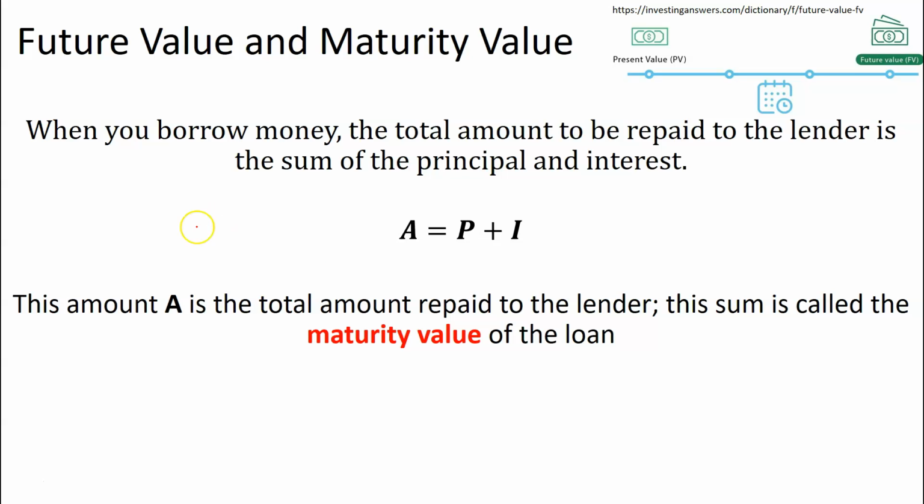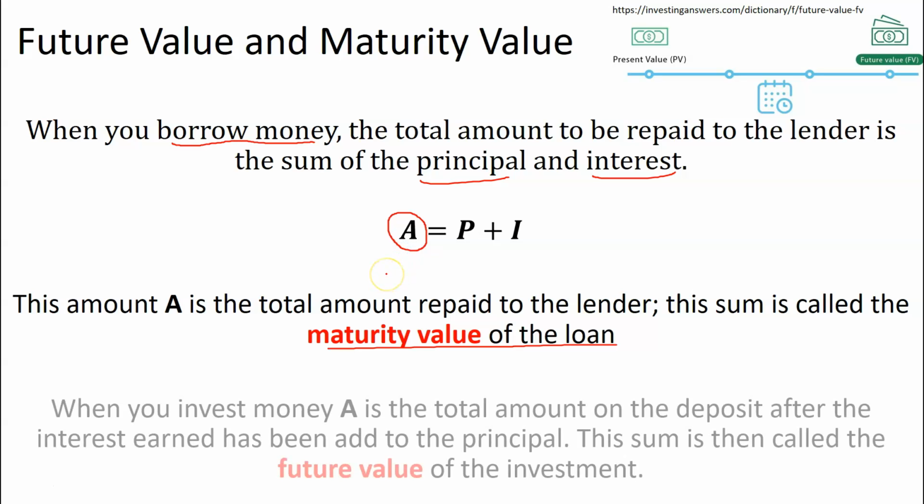Okay, when you borrow money, the total amount to be repaid to the lender is the sum of the principal and the interest. Okay, the amount that you're going to pay is the principal plus the interest. This amount to be paid to the lender is called the maturity value if it's a loan. Okay, so if you're borrowing money, this is referred to as the maturity value.